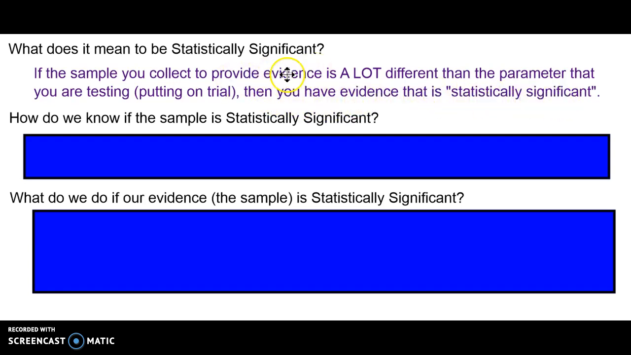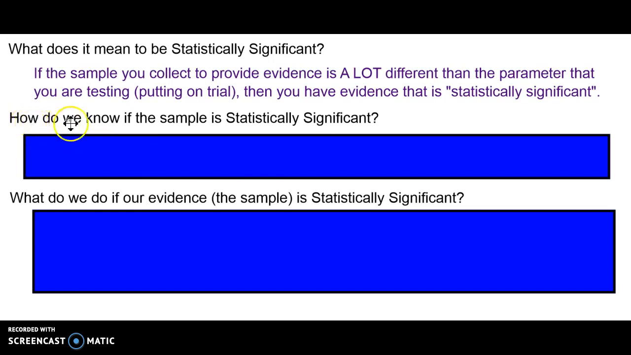So if the sample, your evidence, is a lot different than your parameter, then we would say it is statistically significant. So let's pretend that our null hypothesis says that 20% of M&Ms are green. So the proportion of green M&Ms that the M&Ms company makes is 20%. The proportion of green M&Ms is 20%. Remember that when we get to our example.